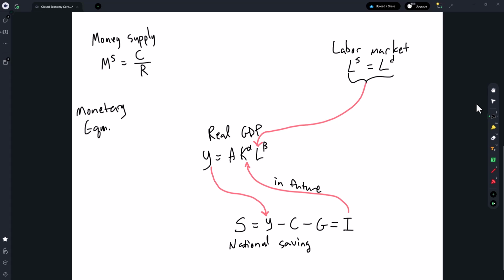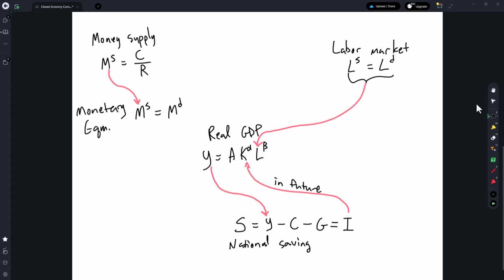Just like so many other equilibria we have found, we need supply equals demand, and this time it's the money supply equal to the money demand. The money supply comes directly from our money supply equation. We set that equal to money demand and solve for the price level, which we call P.